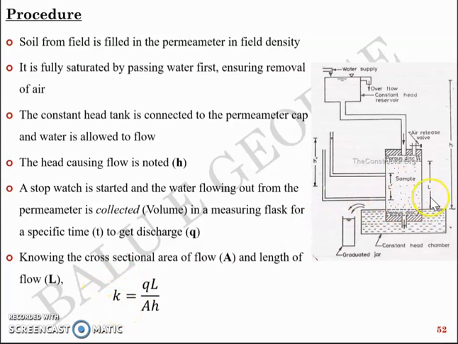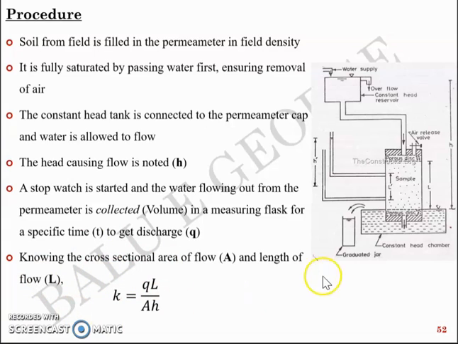The cross-sectional area is nothing but pi d square by 4, because you have a cylindrical sample here. So you have the diameter, you get the cross-sectional area A, you have the length of flow, you have the head difference or the height of flow here, and you have the discharge in centimeter cube per second or meter cube per second, depending on the consistency of the unit that you are interested in. So knowing all those things, you can arrive at the coefficient of permeability using a constant head test.